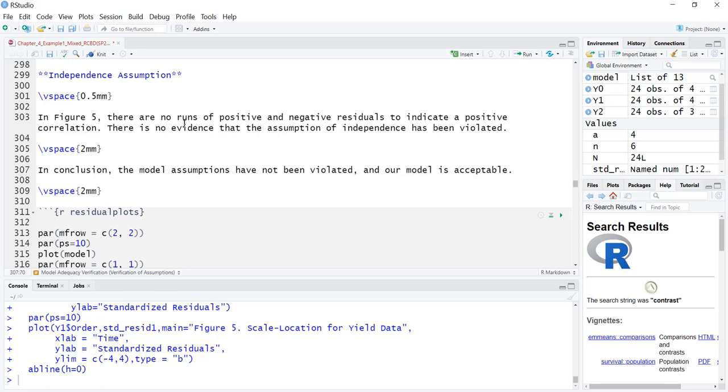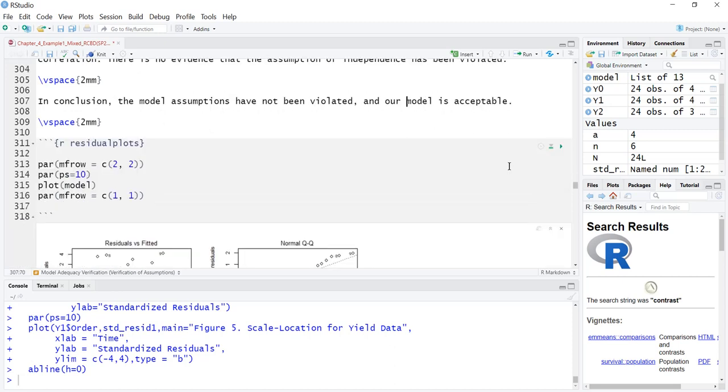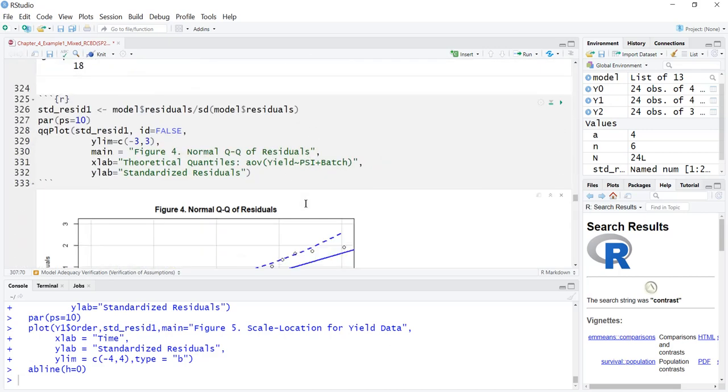Okay, so in Figure 5 there are no runs of positive, negative residuals to indicate a positive correlation. There's no evidence that the assumption of independence has been violated. In conclusion, all the model assumptions have not been violated and our model is acceptable. That means our analyses are acceptable.